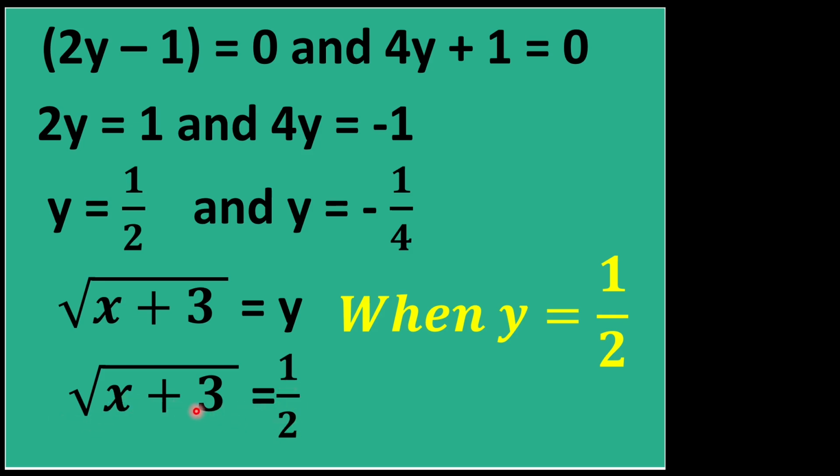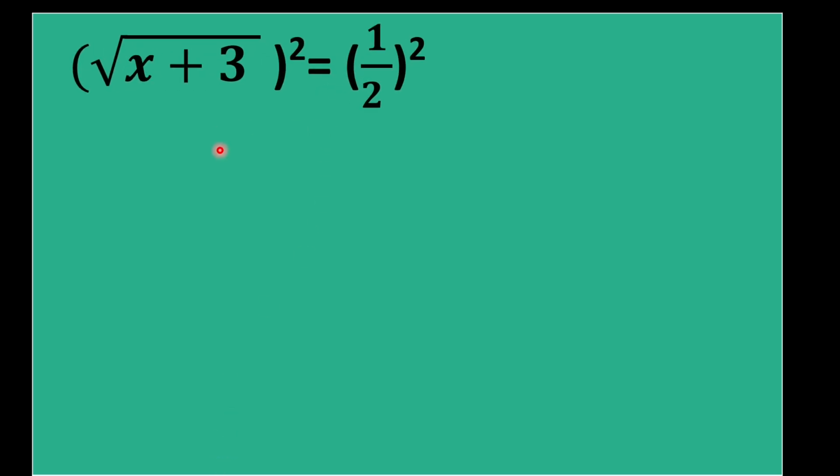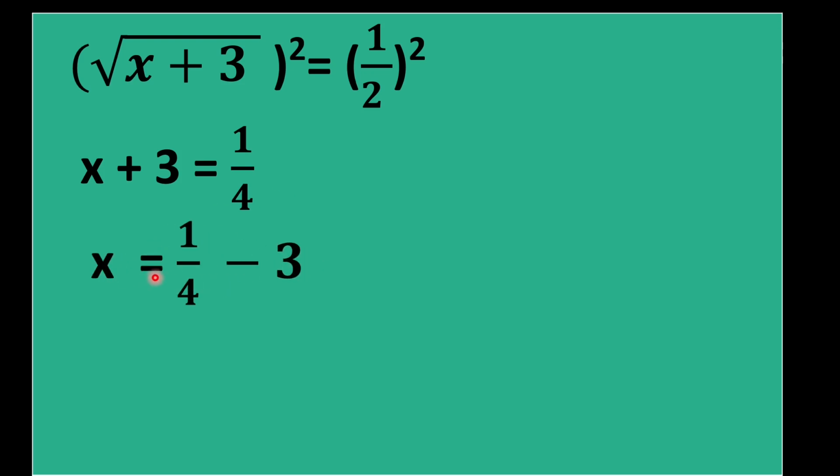Now we will take square on both sides. After taking square on both sides, this square will cancel this square root. So it will become x plus 3, and this will become 1 square equals 1 and 2 square equals 4. So this will become 1 divided by 4. So x plus 3 equals 1 divided by 4. Now we will send this plus 3 on the other side of the equation. So this will become x is equal to 1 divided by 4 minus 3.